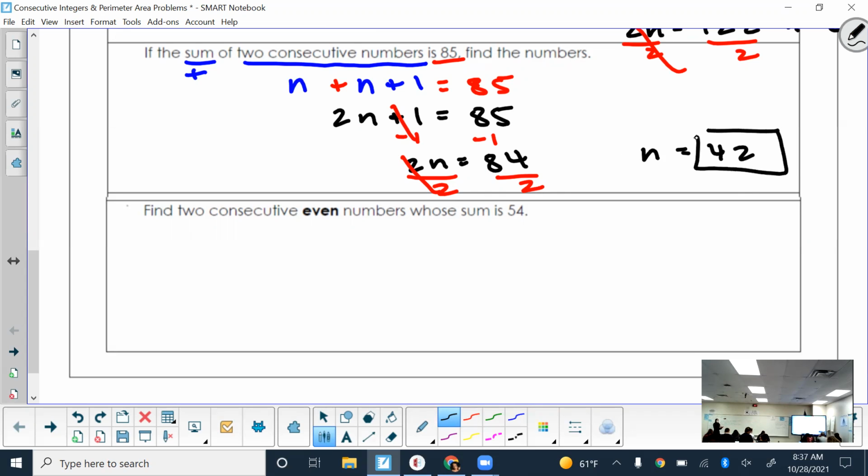Now, can I just box 42 and that's my answer? No. It asks for both of the numbers. What's my second number? 43. Questions? Yes.